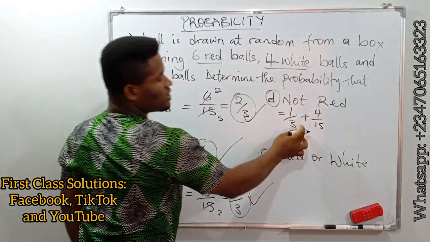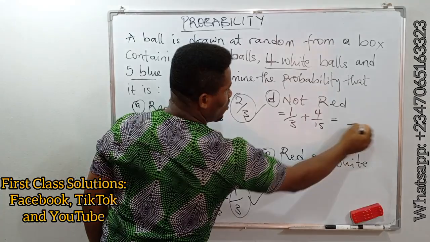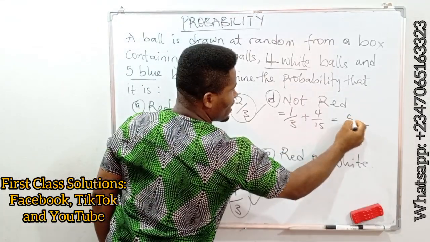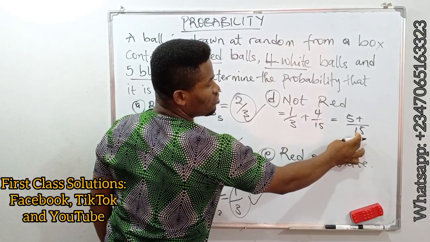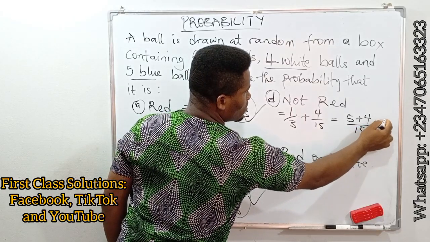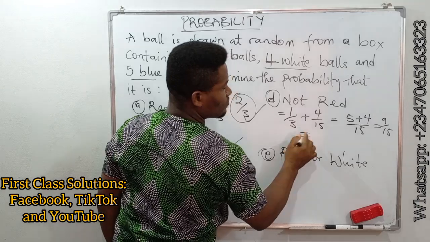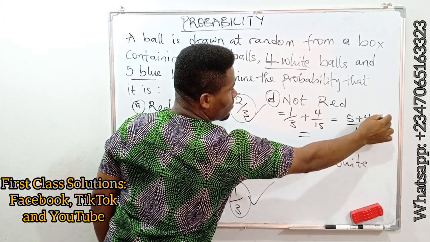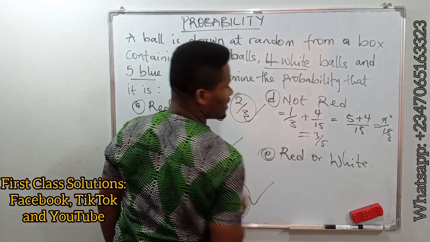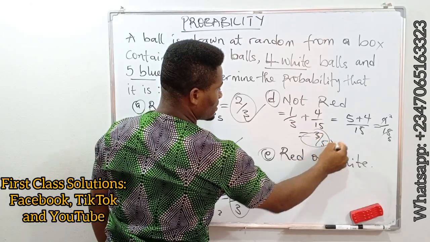So 1 over 3 plus 4 over 15. Here the LCM of 3 and 15 is 15. So we have all over 15. 3 into 15 gives 5, times 1 is 5. Plus 15 into 15 gives 1, 1 times 4 is 4. So we have 9 over 15. And this can be reduced further: 3 goes into 9 three times and into 15 five times. So we have 3 over 5. That is the probability that the ball is not red.